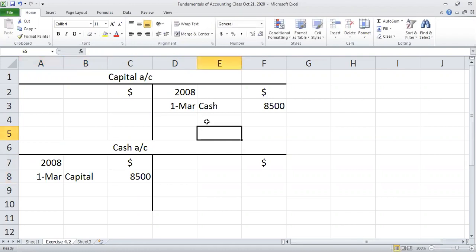So remember, first thing you do is to credit capital. And then debit cash.